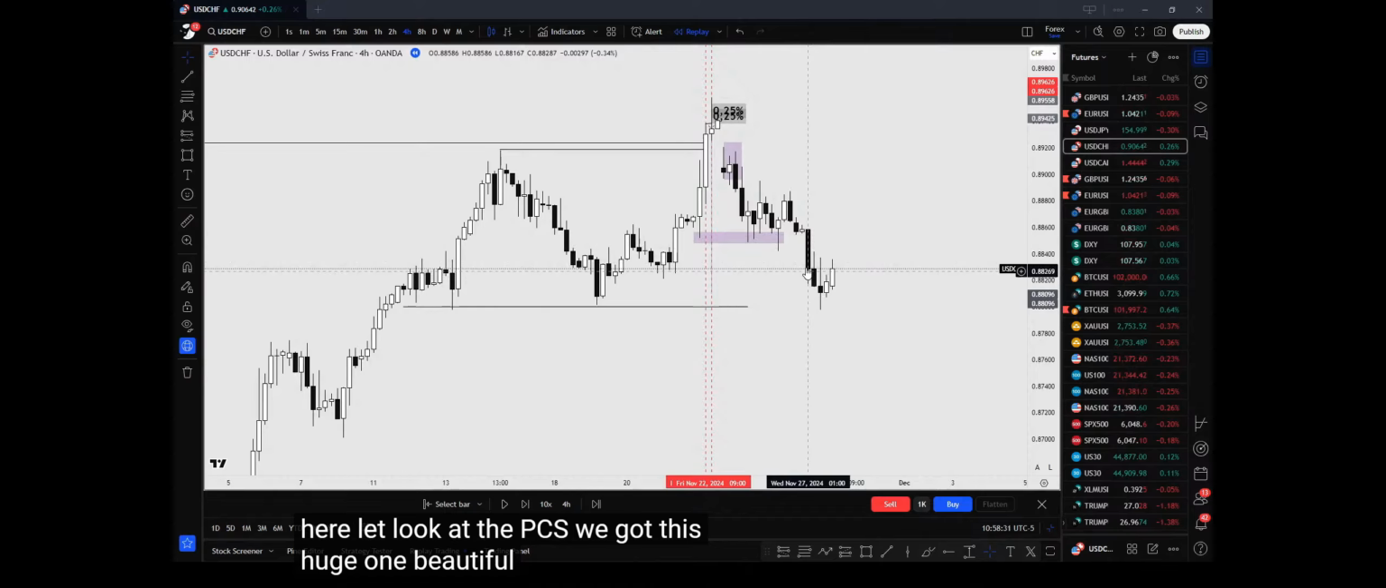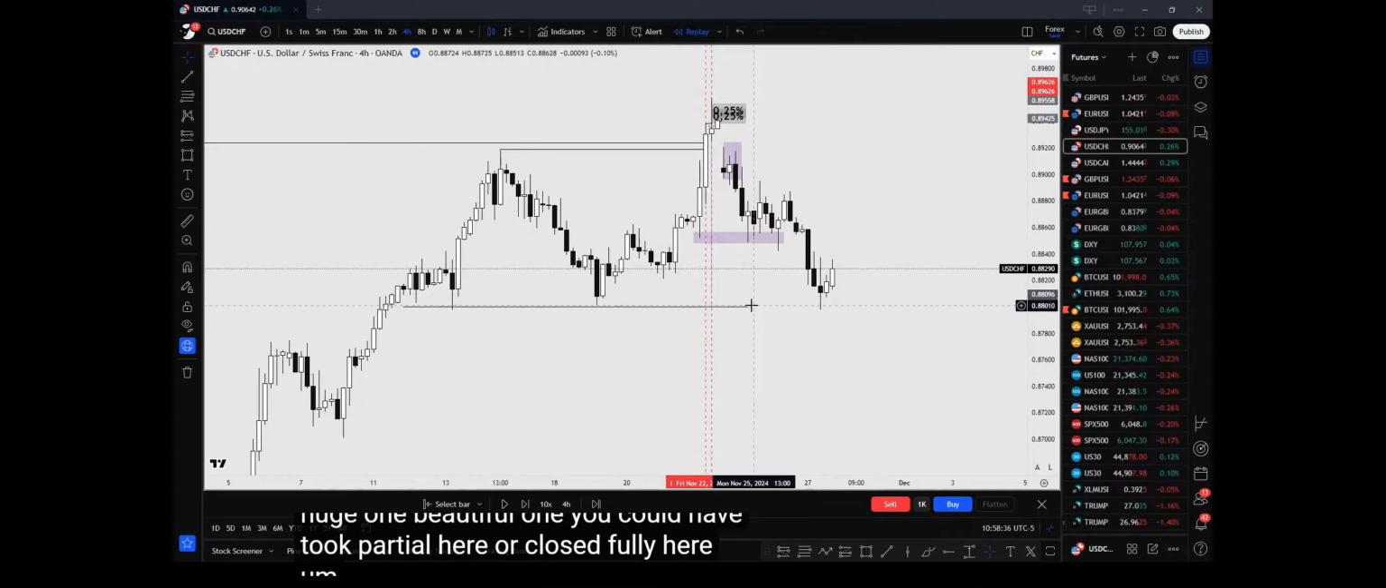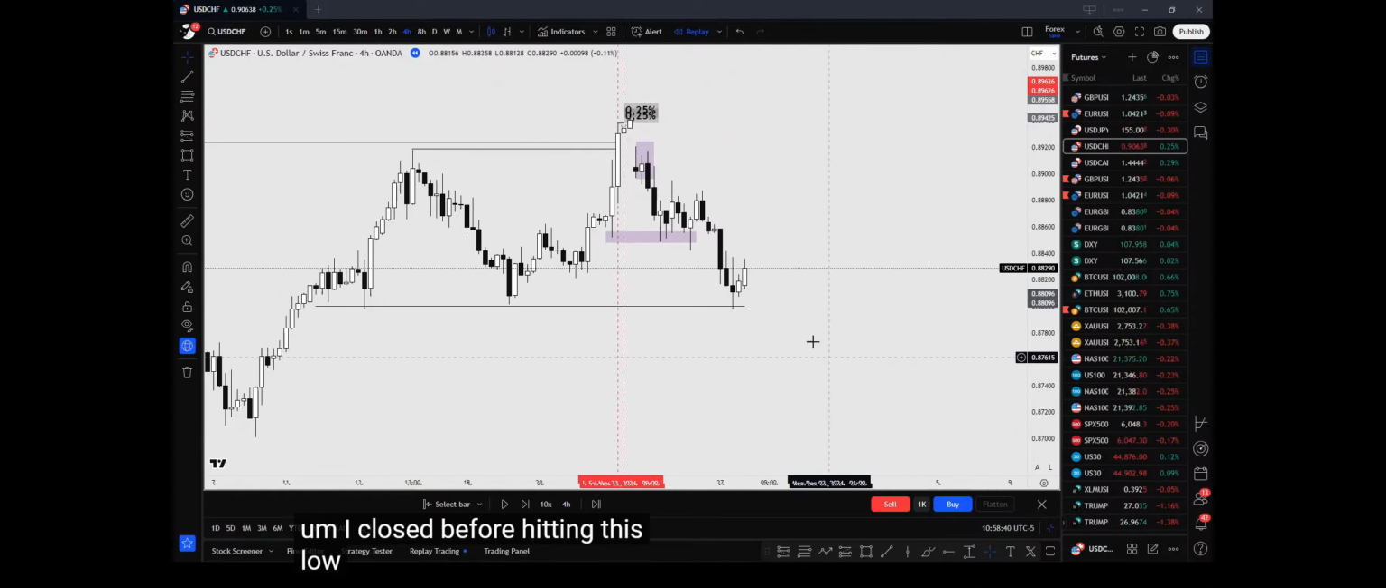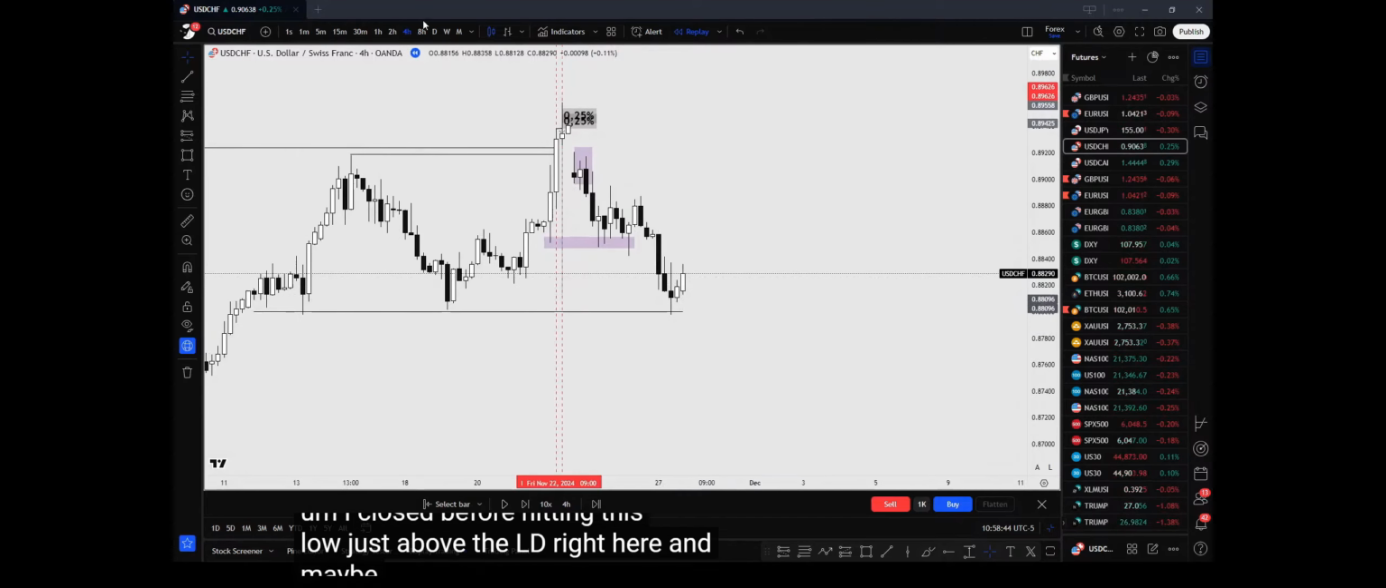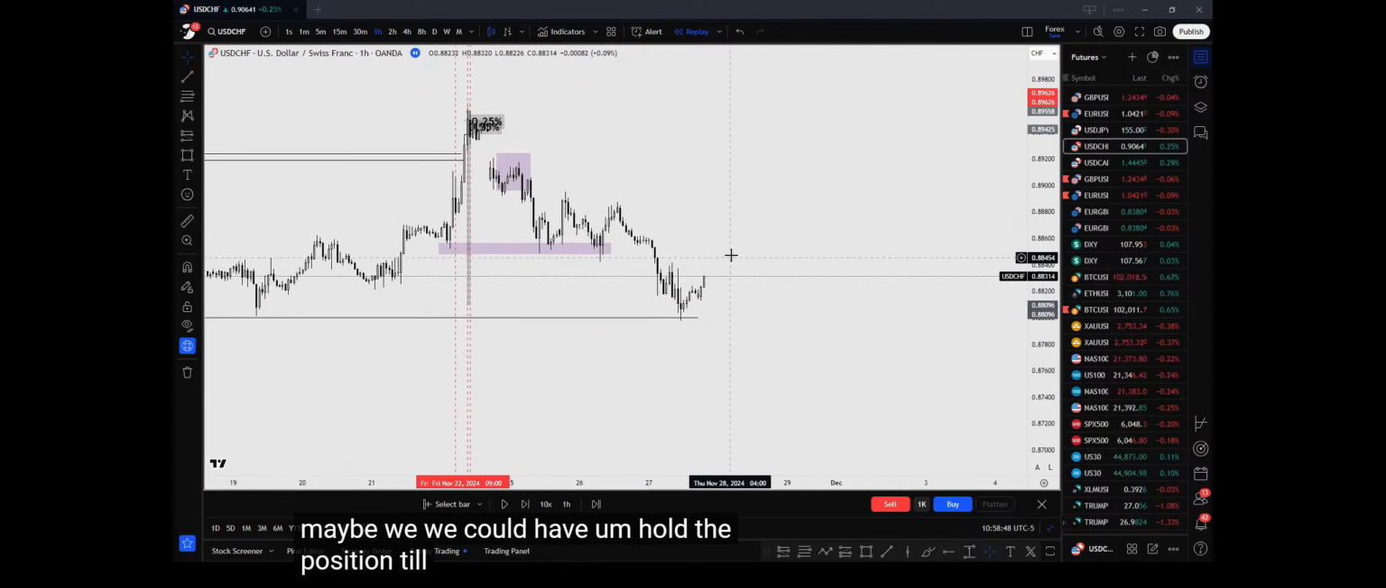You got this huge one, beautiful one. You could have taken partial here or closed fully here. I closed before hitting this low, just above the LD right here. And maybe we could have held the position till Thursday or Friday.